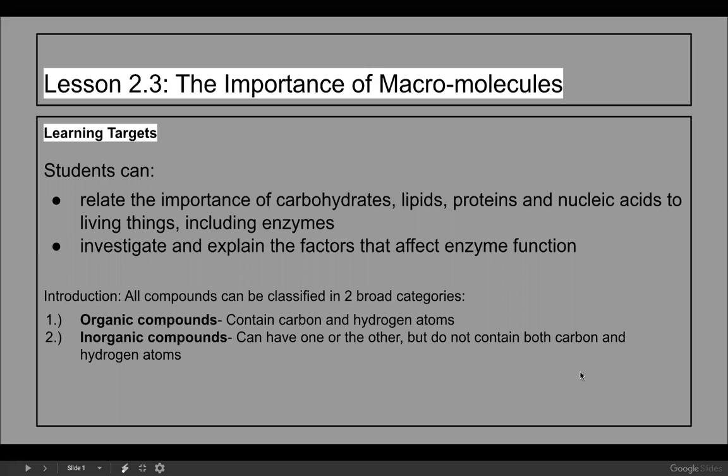Here we go, Biology B students. Lesson 2.3, the importance of macromolecules.